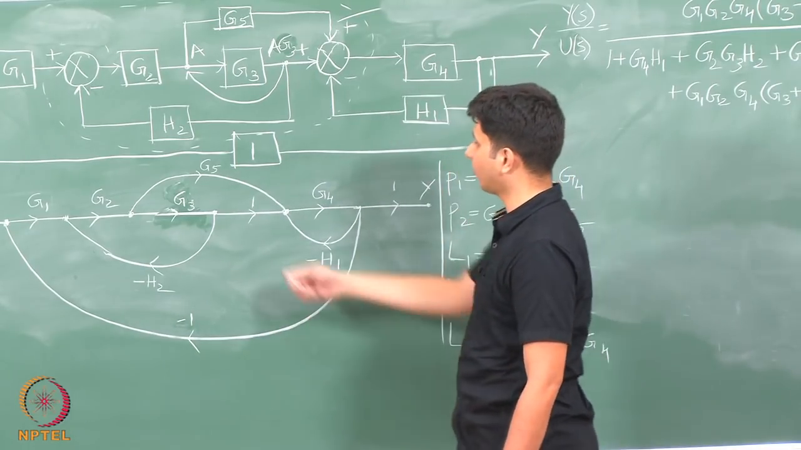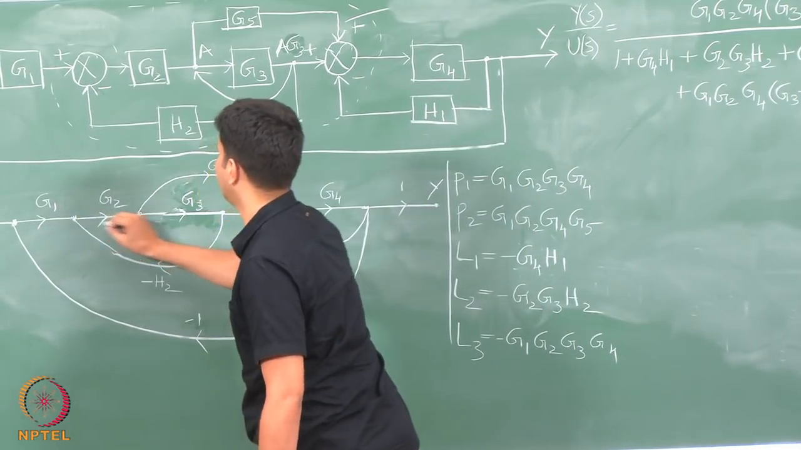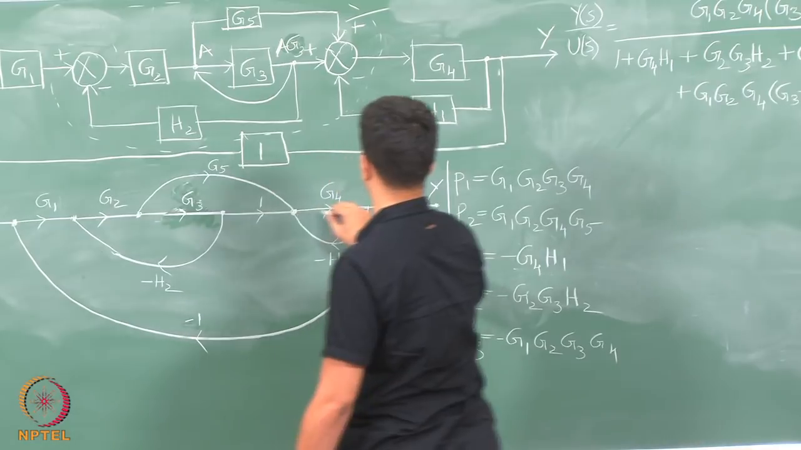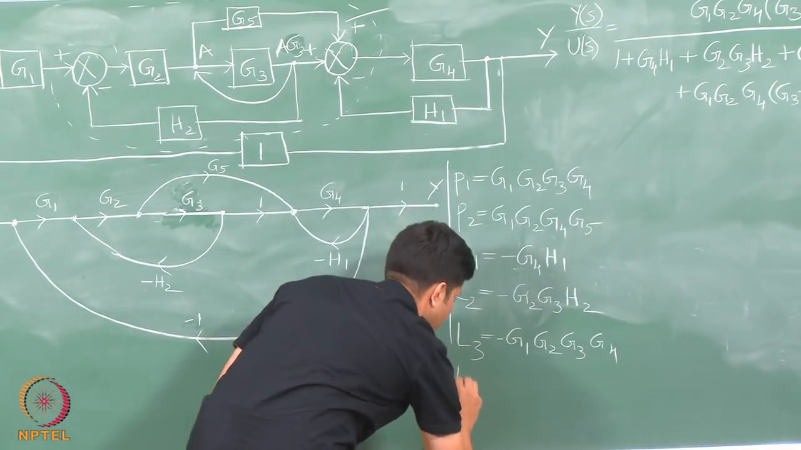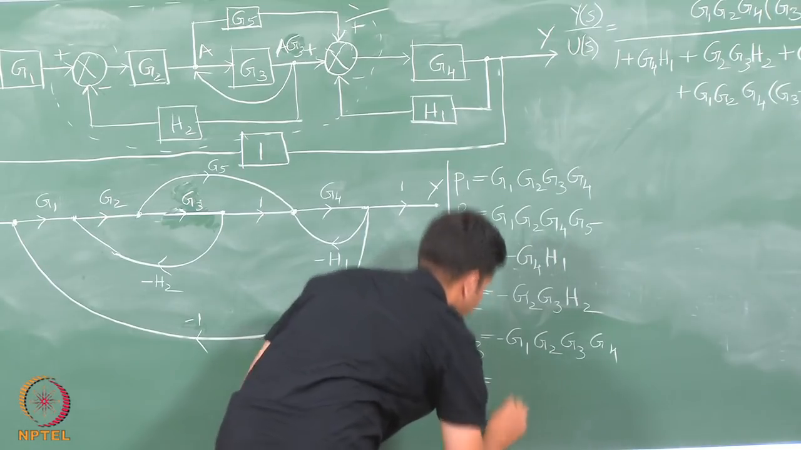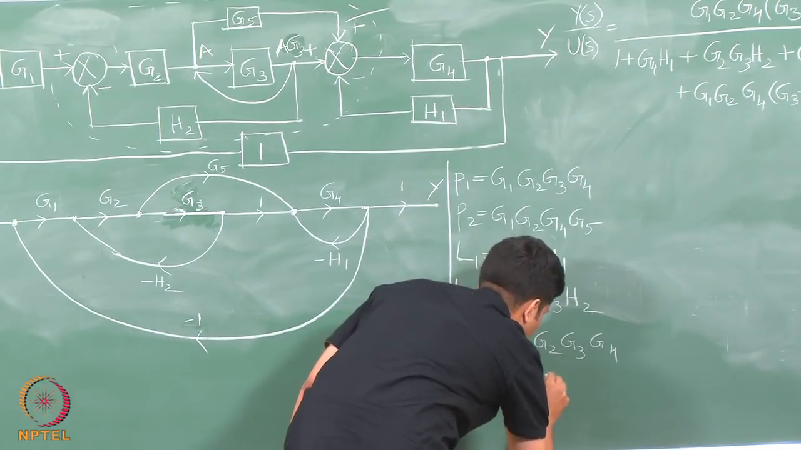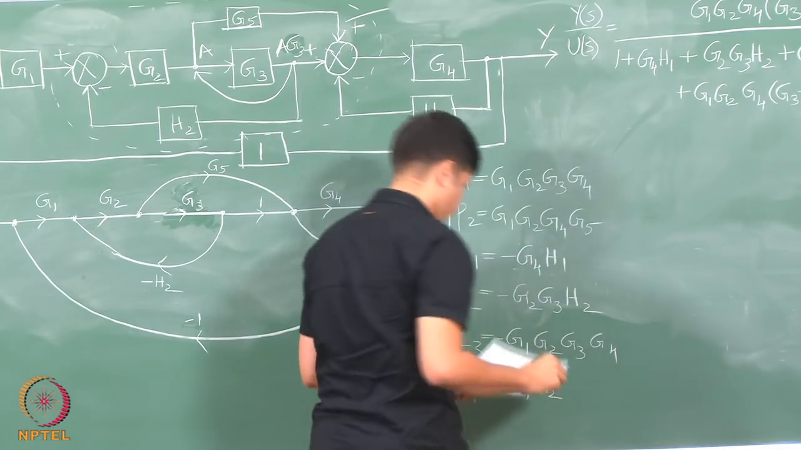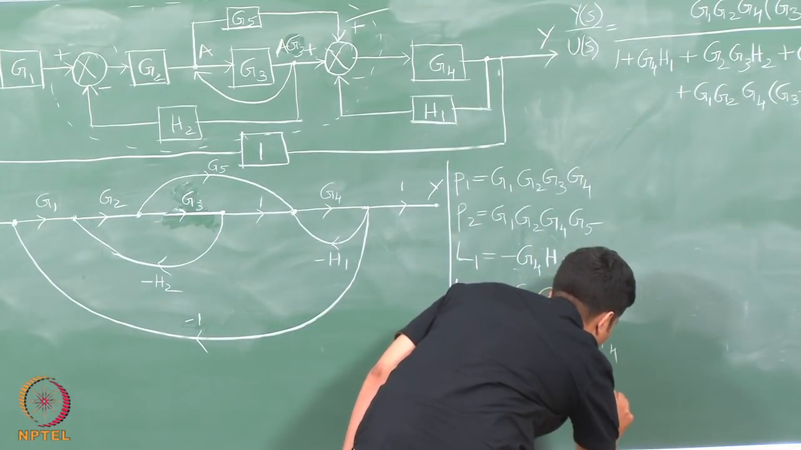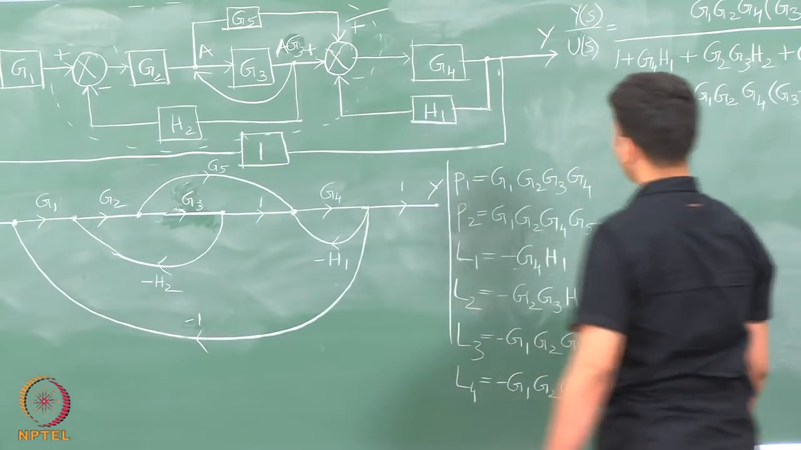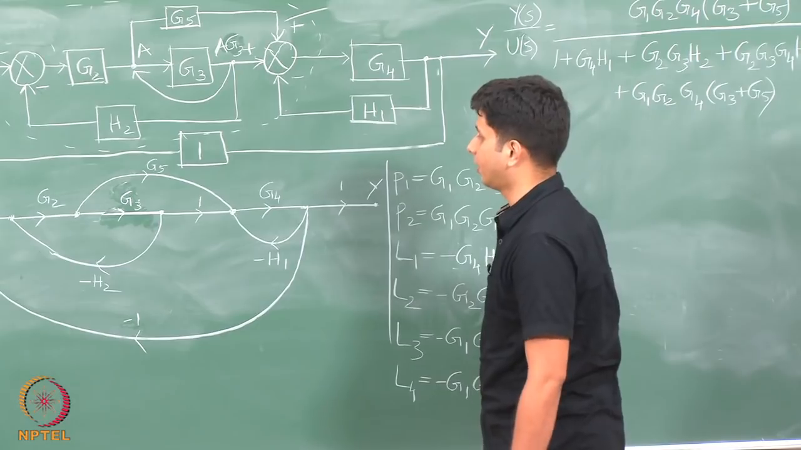And you should be careful that there is another loop with G5, that is G1, G2, G5, G4 with negative feedback. So generally people miss out on this, so we should be careful here. So now we have the forward paths and the loops. Now we will go to the non-touching loops.